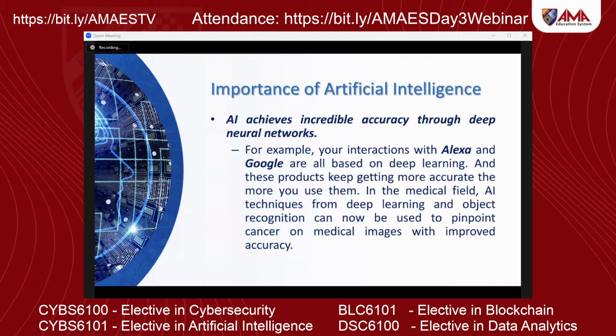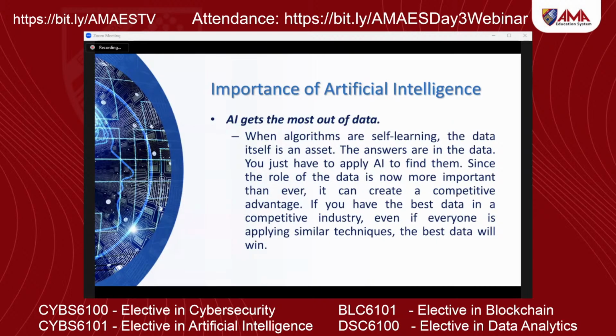Next, AI gets the most out of data. When algorithms are self-learning, the data itself is considered an asset. So the answers are in the data. You just have to apply AI to find them. Since the role of the data is now more important than ever, it can create a competitive advantage. So if you have the best data in a competitive industry, even if everyone is applying similar techniques, the best data will win.